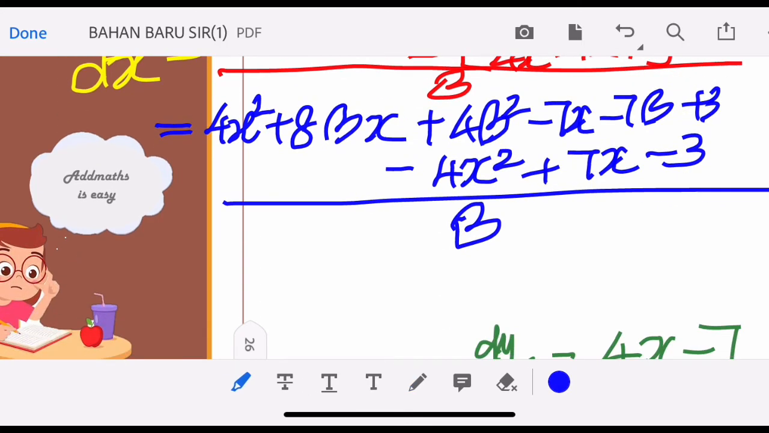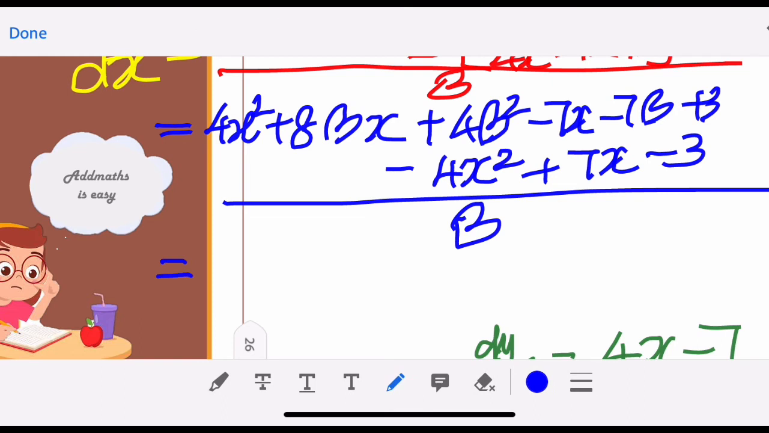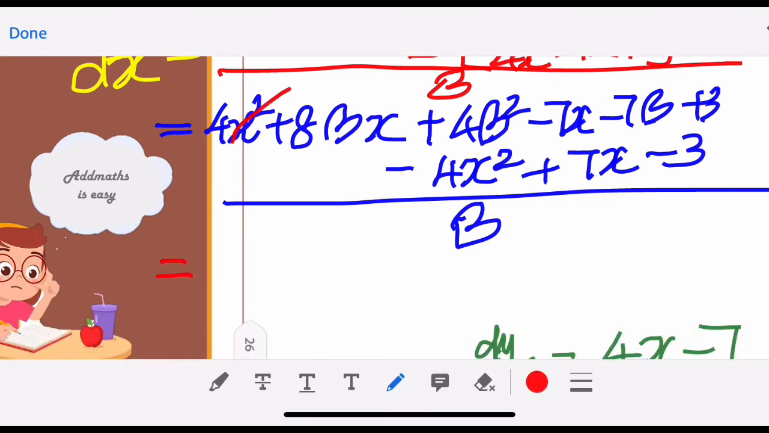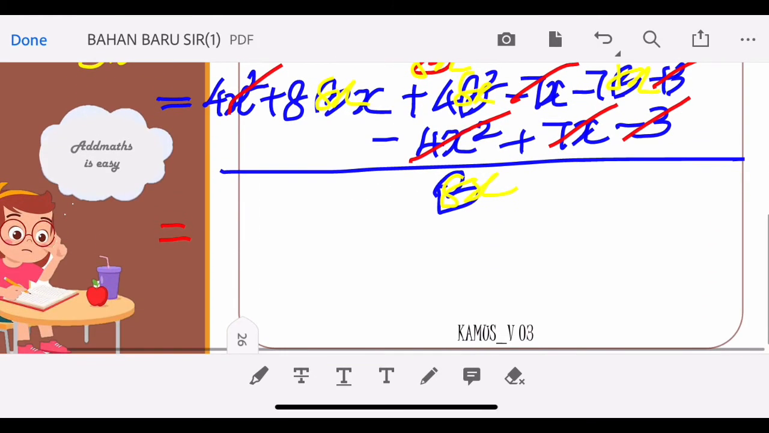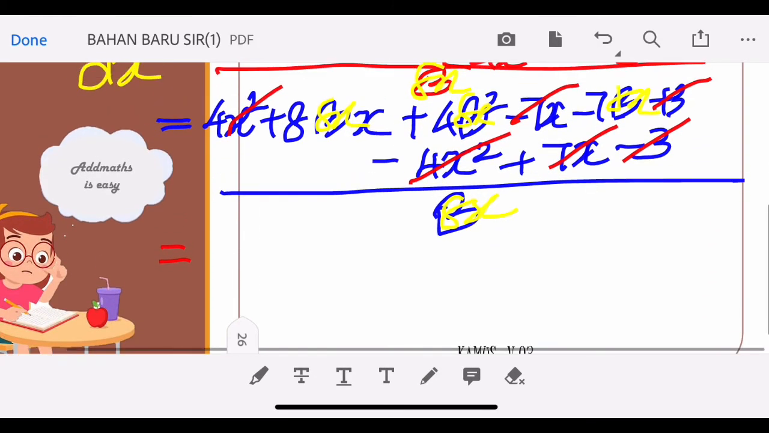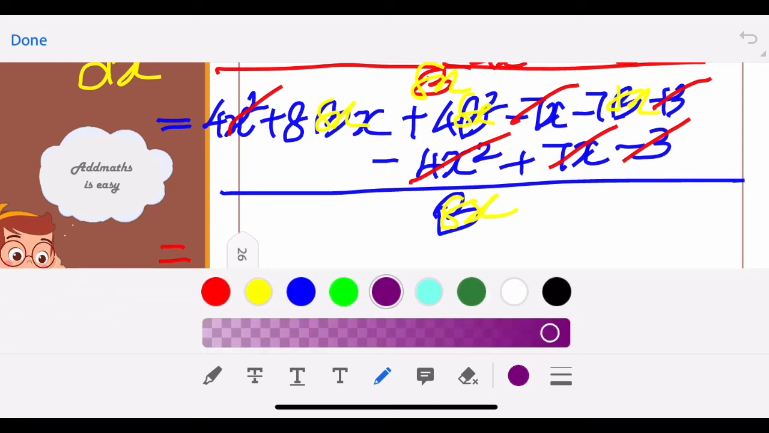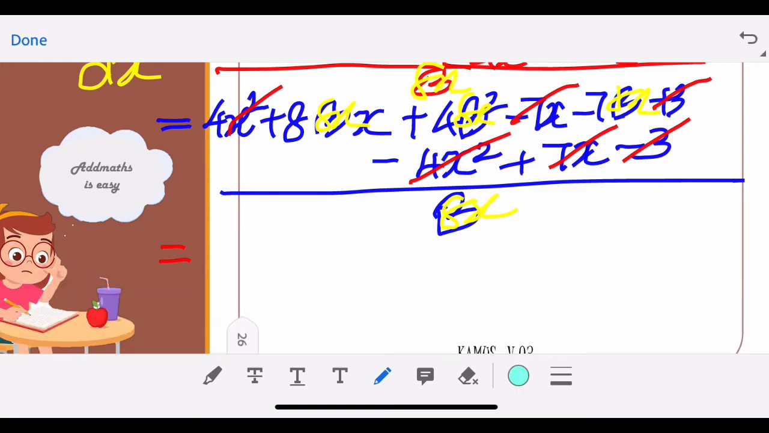Alright, now you simplify to the simplest form, and then you will get the answer for the differentiation using the first principle. So now let's cancel out the ones that we can cancel out. 4x squared can cancel out. So left 8 lobshape x plus 4 lobshape squared minus the 7 lobshape, right? We have to minus the 7 lobshape, okay, over the lobshape, right?